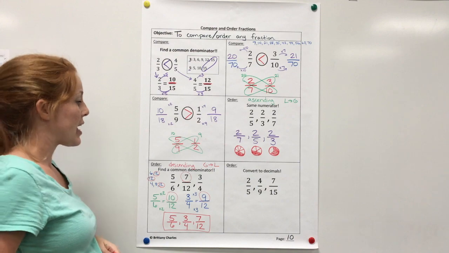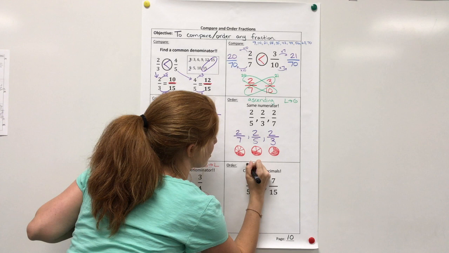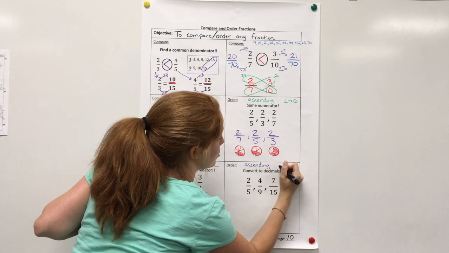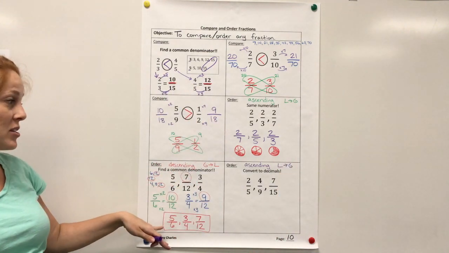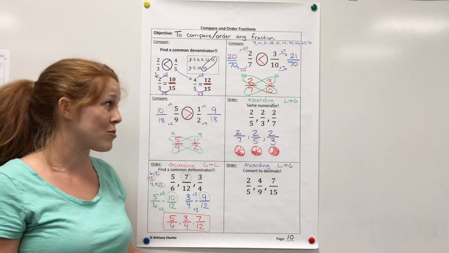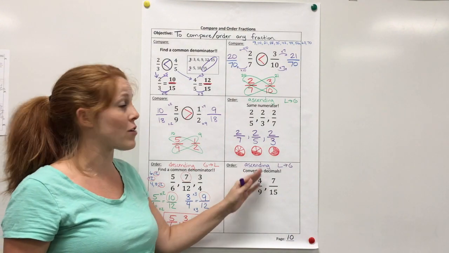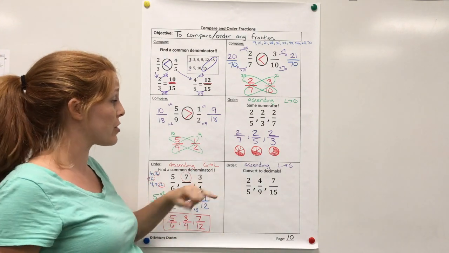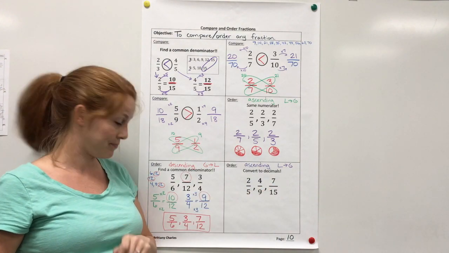All right, and last one, we're going to do this back to ascending, which is least to greatest. Now, aside from finding common denominators, some of you might be really awesome at changing fractions into decimals, and you're really good at comparing decimals. So that's another strategy you could use. You could turn all your fractions into decimals and then put the decimals in order. So that's what we're going to do here. Go ahead and start converting these into decimals, and then we'll put them in order.